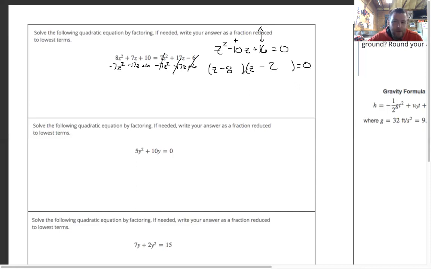So we have two solutions. We have z minus 8 is equal to 0, and we have z minus 2 is equal to 0. So what minus 8 is 0? Well, the answer to that is 8. And what minus 2 is equal to 0? The answer to that is 2. Okay. So, I'm sorry, not x, z is going to equal the two values of 2 and 8.